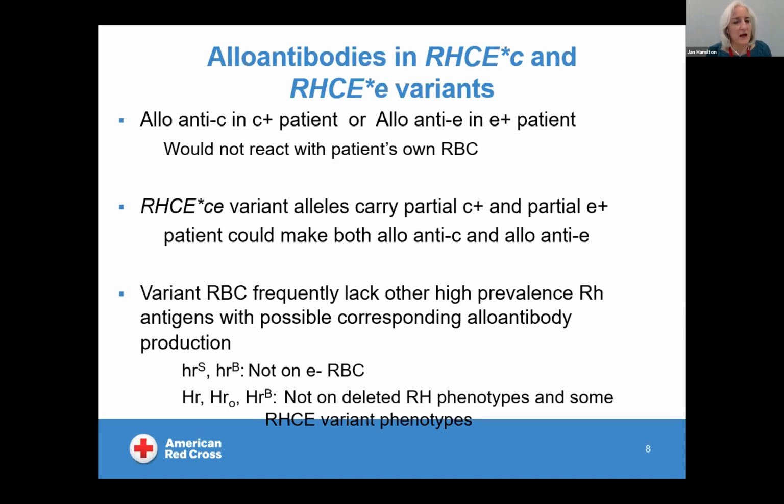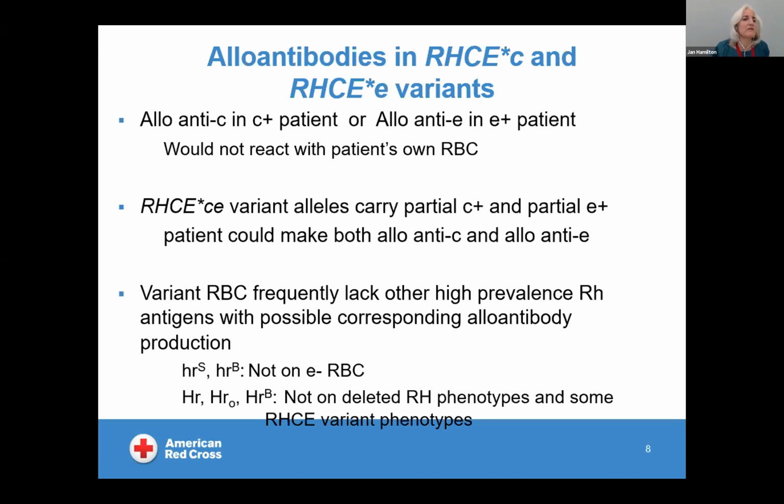And then what really confounds things is that these variant alleles frequently can encode for proteins that lack other high prevalence Rh antigens, with the potential to make corresponding allo antibody production. So for example, the HRS and the HRB are high prevalence Rh antigens. However, they're not present at all on little e negative red cells. And so that is something that we can take advantage of.